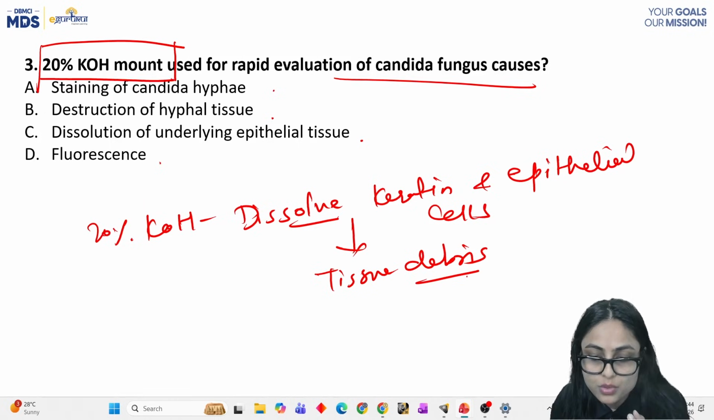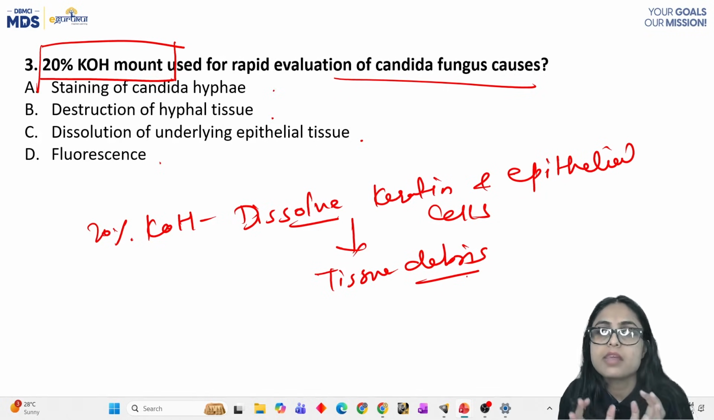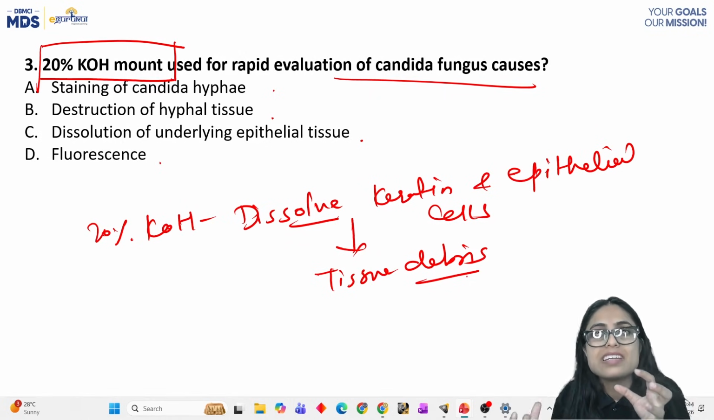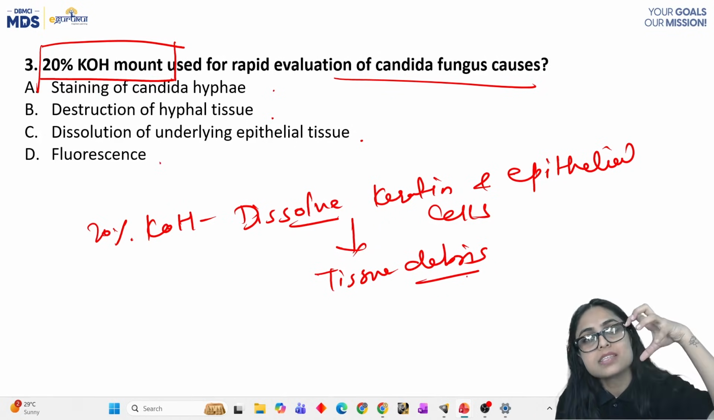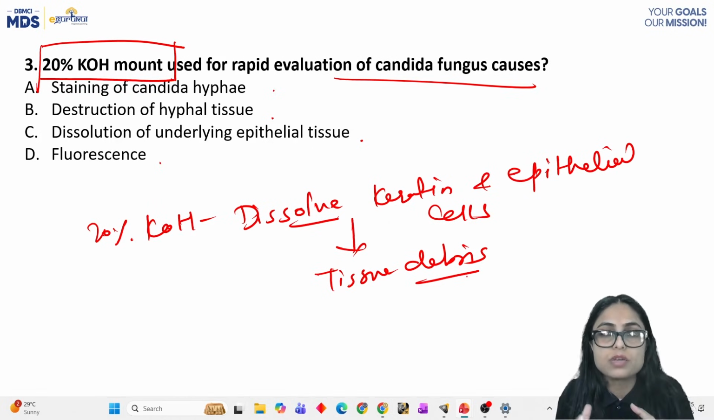The fungal elements include hyphal tissue, pseudohyphae, and spores. All the fungal elements remain intact. This KOH will dissolve all the background noise, meaning all the tissue debris, all the epithelial cells, keratin. It will dissolve all the keratin, and the fungal elements remain intact, so that it is very easy to visualize these fungal elements under the microscope. So this is the use of 20% KOH.